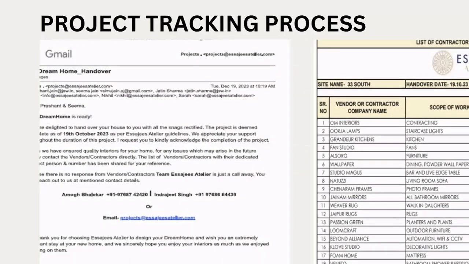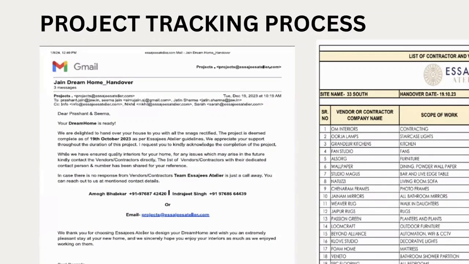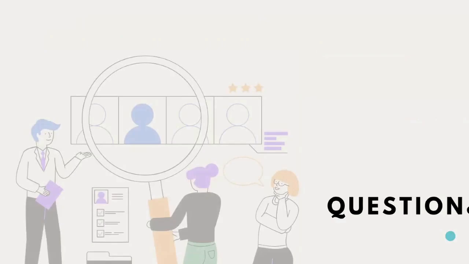And finally, when we finish a project, we hand over the entire project to our clients and give them a list like this with this email so that in case they have any issues, they can contact all of these people. And in case they want to call us, they're most welcome to, but otherwise, you tend to get calls for all kinds of things. Okay, we still have a lot of questions.